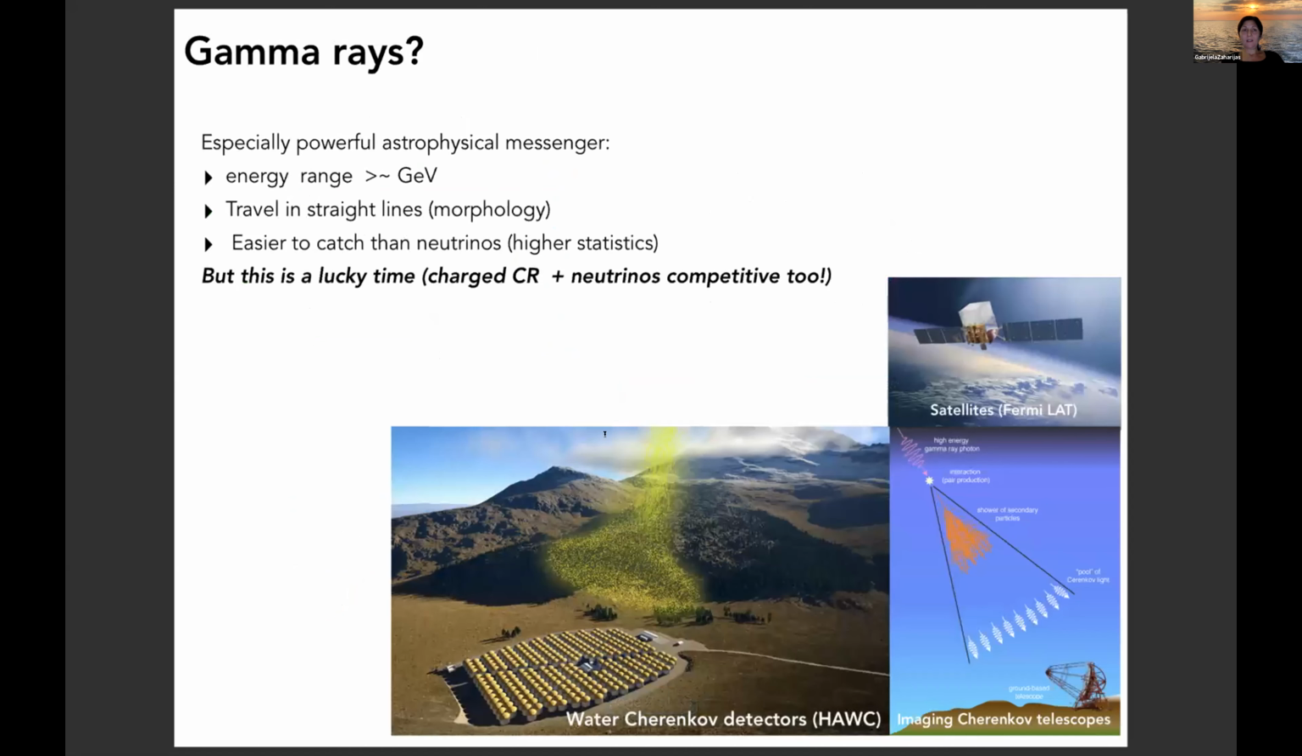So gamma rays are quite powerful astrophysical messengers because they travel in straight lines, so you can see the morphology of your emission region, and they're more abundant than neutrinos. And so, of course, gamma ray astronomy is a huge field developing over the last many decades. You can measure gamma rays from satellites or from the ground.